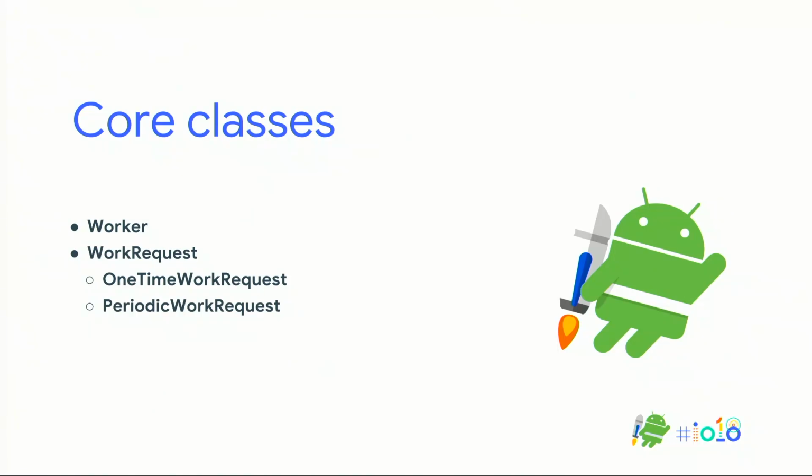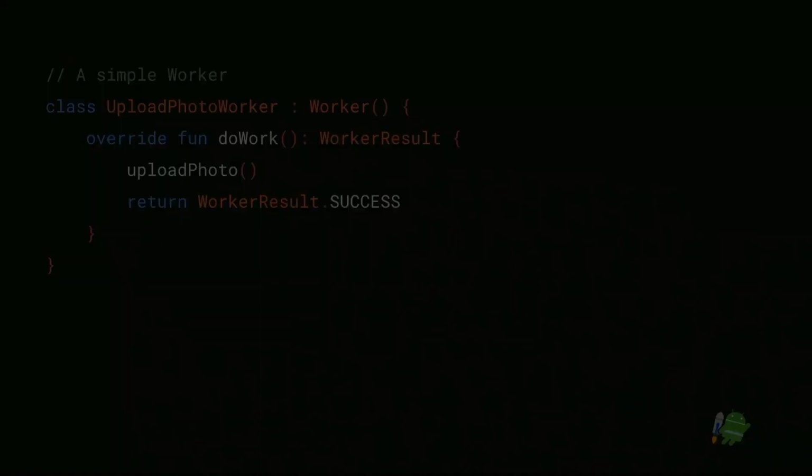There's the worker class. This is the class that does the work. This is where you will write most of your business logic. And there's a work request class, which comes in two flavors: one-time work request for things that just need to be done once, and periodic work request for recurring work. And these will both take a worker. I'll show you just now.